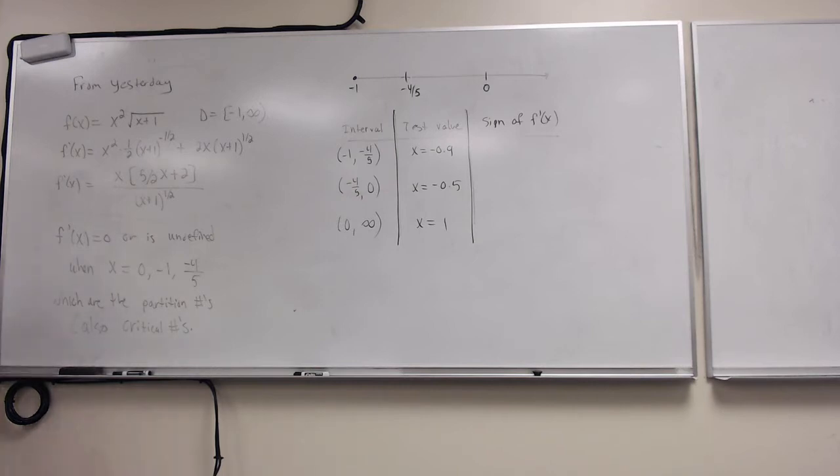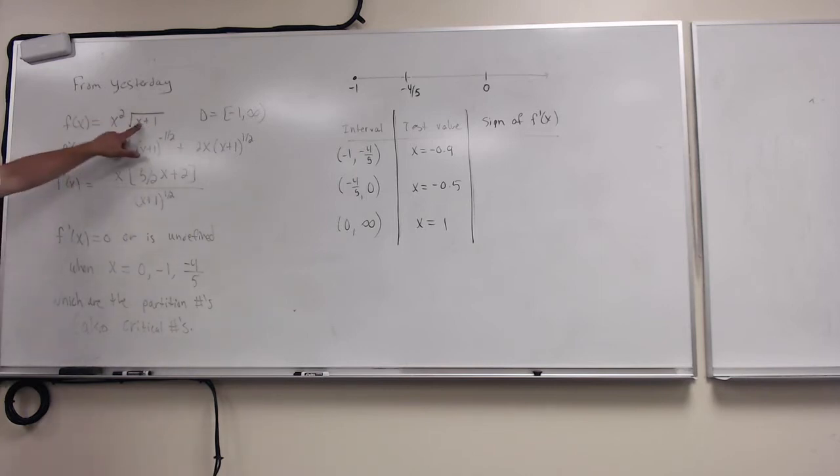So I think I started with an example. We wanted to find critical numbers and find the intervals of increase and decrease of this function f of x, which is x squared times the square root of x plus 1. Just for reference, I wrote down the domain of this function. The domain is -1 to infinity. That comes from the fact that you need x plus 1 to be greater than or equal to 0, meaning x would have to be greater than or equal to -1.